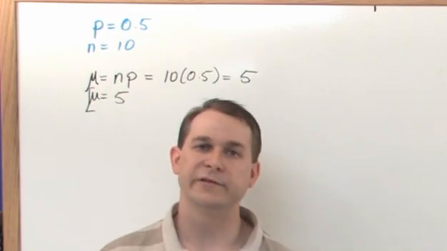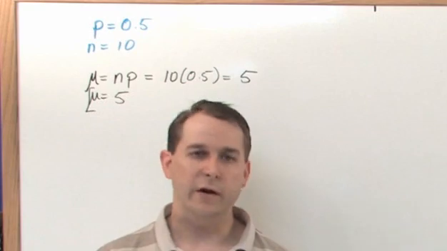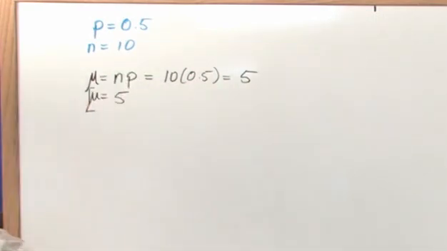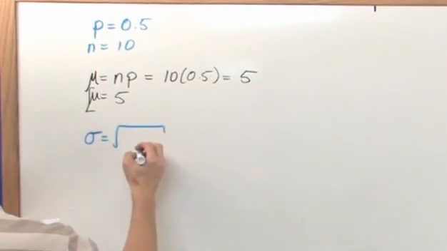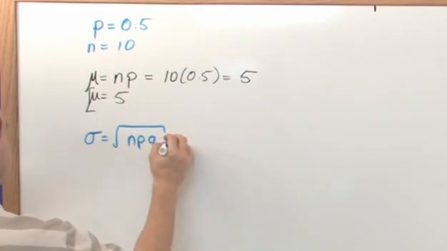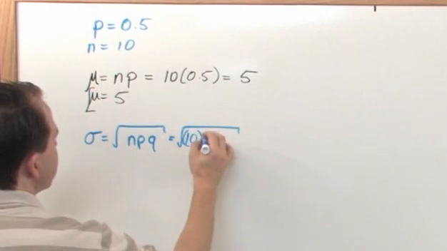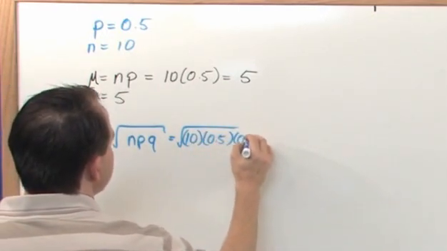If you did this a whole bunch of times, on average you would see that you would get only 5 of them right, okay? So we also want to go ahead and calculate the standard deviation, which we can do with exactly the same information, okay? The standard deviation is equal to, if you remember, the square root of n times p times q, which is the square root of n is 10 times p is 0.5 times q is 0.5.